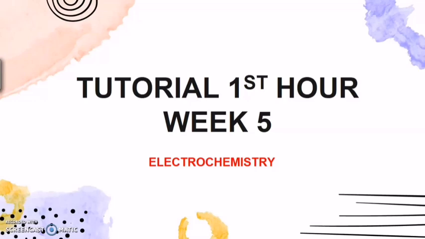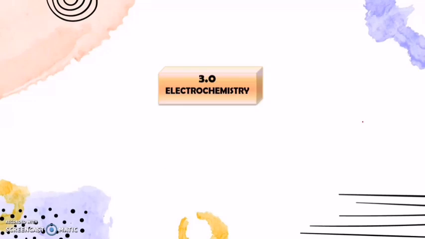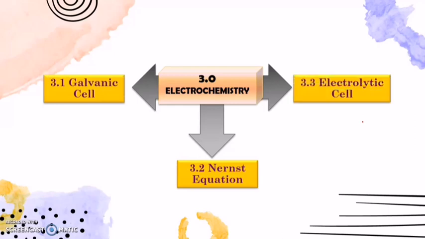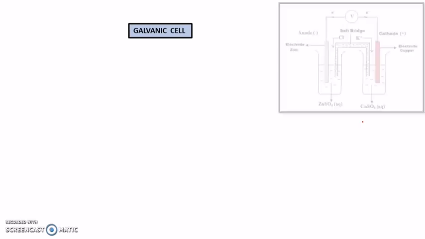In this video, I will show you how to answer the tutorial questions for week 5, on the topic of electrochemistry. Before you watch this video, I hope all of you have already answered the questions, or at least tried to. Before we go to the first question, we look at the overview for this topic. We have 3 subtopics that will be discussed, which are galvanic cell, Nernst equation, and electrolytic cell. But in this video, it is only related to the galvanic cell.